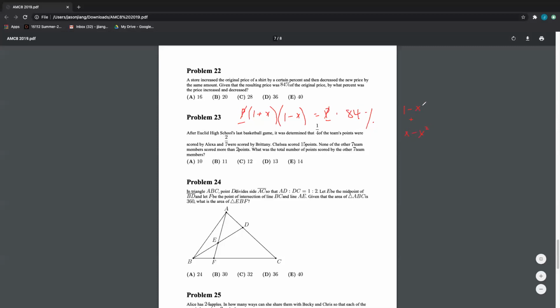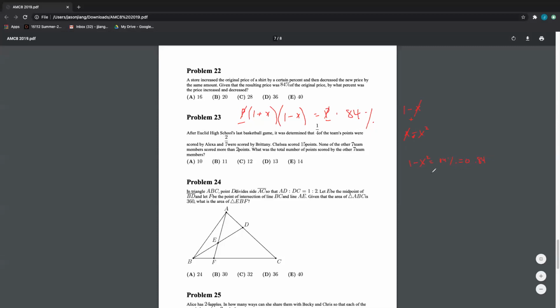We see that we have minus x and plus x, so we'll get rid of those. And we're left with just 1 minus x squared. We're using the minus right here. So we have 1 minus x squared equals 84%. And 84% is the same as 0.84. So we'll use that instead.